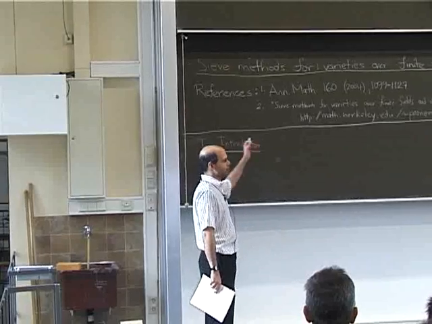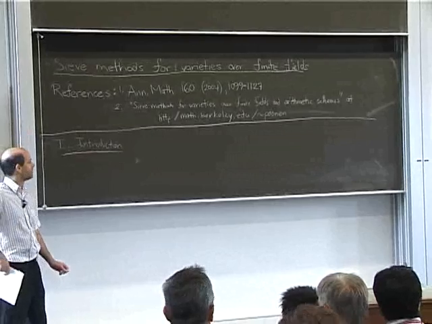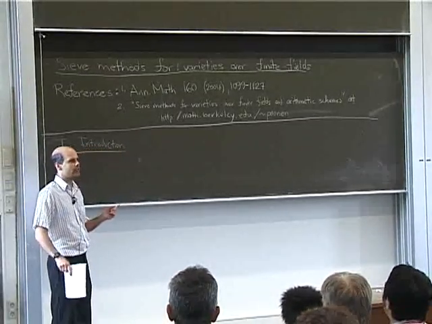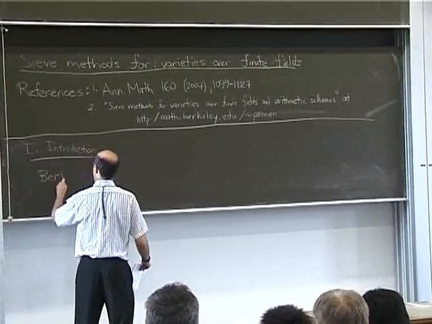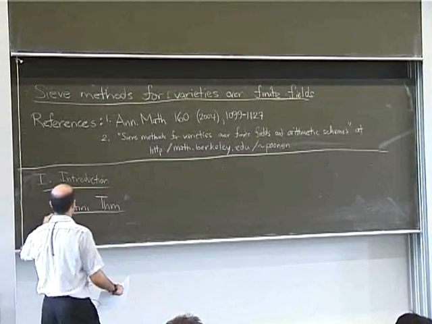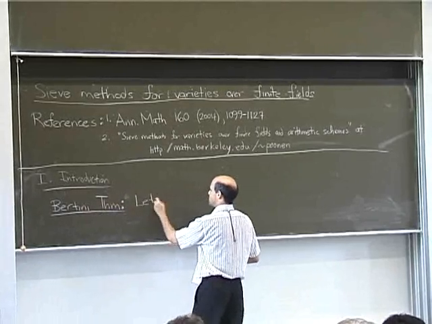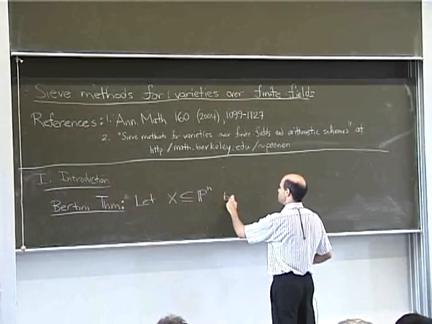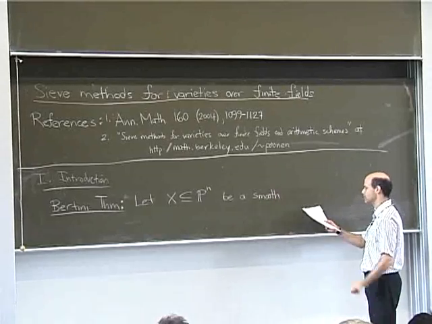The first example where this was used is for proving a Bertini theorem over finite fields. So let me begin by reminding you what the classical Bertini theorem is. Suppose I have a smooth variety. Actually, there are many Bertini theorems, but I'm going to talk about the Bertini smoothness theorem.